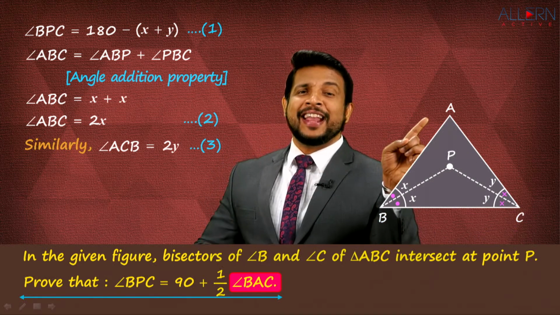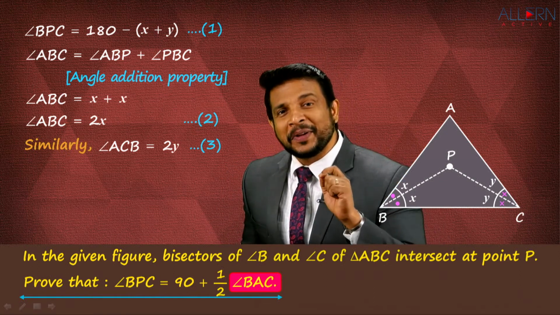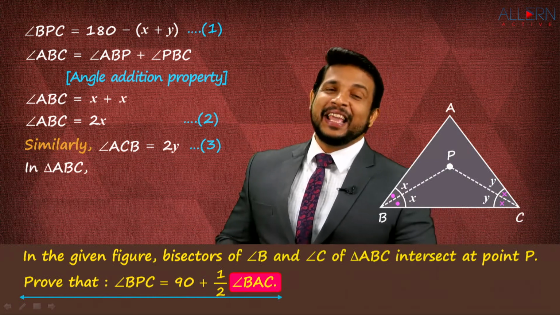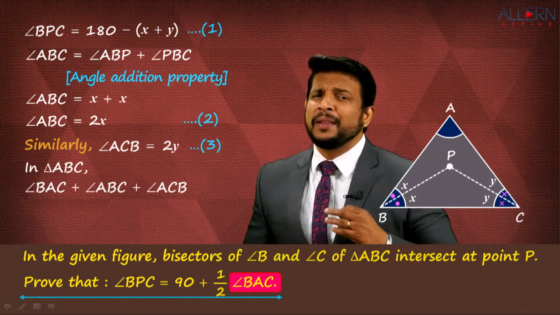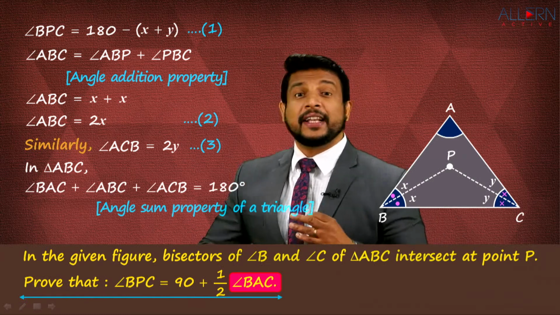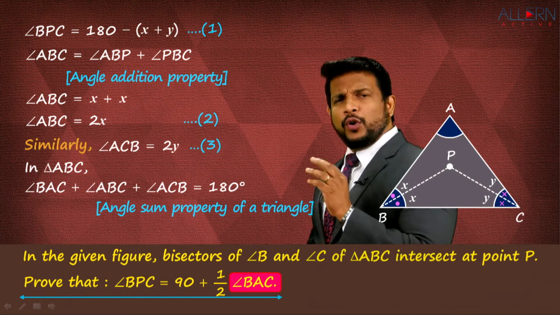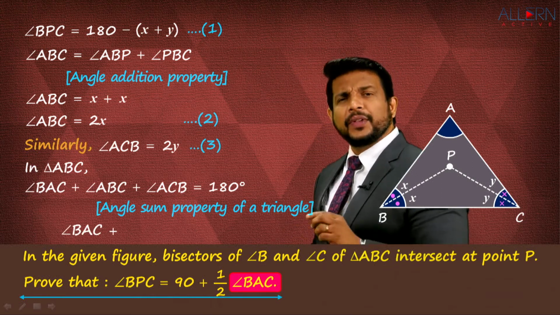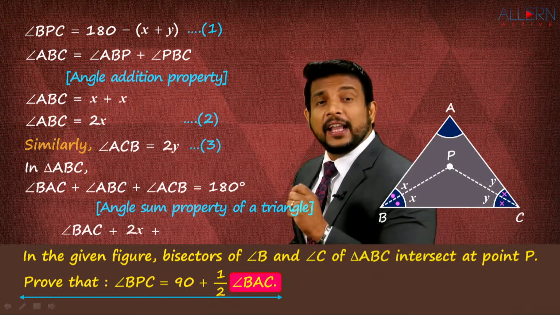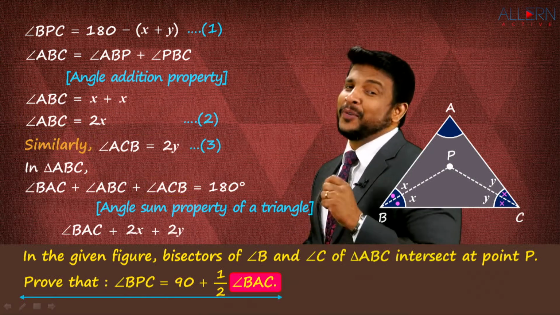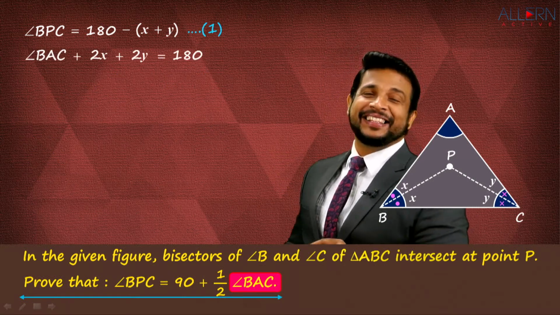So now can we get angle BAC? Yes. How? By considering the bigger triangle. So now we write, in triangle ABC, angle BAC plus angle ABC plus angle ACB is equal to 180 degrees. Reason: angle sum property of a triangle. Now angle BAC we don't know, we want it, keep it as it is. Angle ABC, how much is that? It is 2x, beautiful. Angle ACB is 2y, beautiful. We got it from where? We got it from 2 and 3. That is what we write as the reason there.